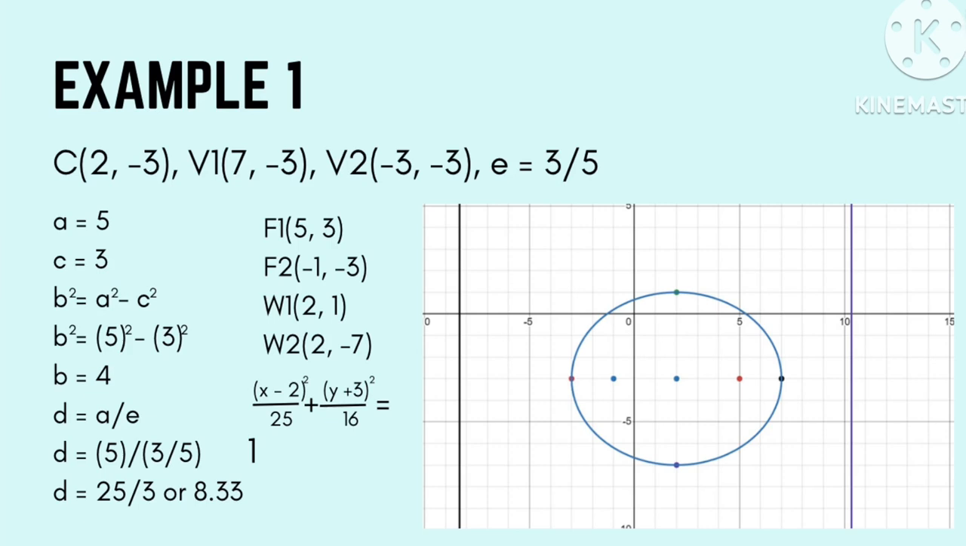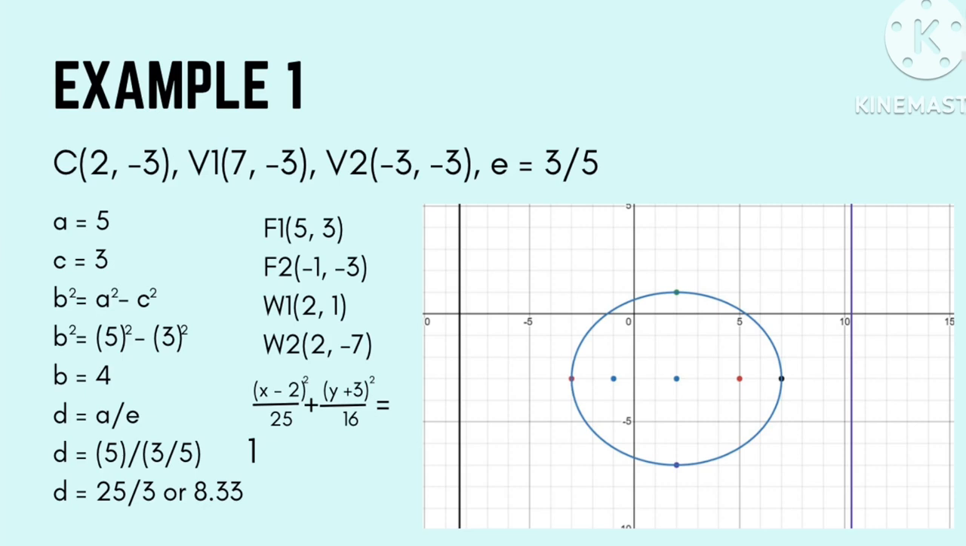For our example number 1, we have the center of 2 and negative 3. We have vertex 1, which is 7, negative 3, vertex 2, which is negative 3 and negative 3, and an eccentricity of 3 over 5. We can already tell that our a is 5 and our c is 3. How? If we graph it from our center to our V1, we just have to subtract 7 and 2, so it results to 5.